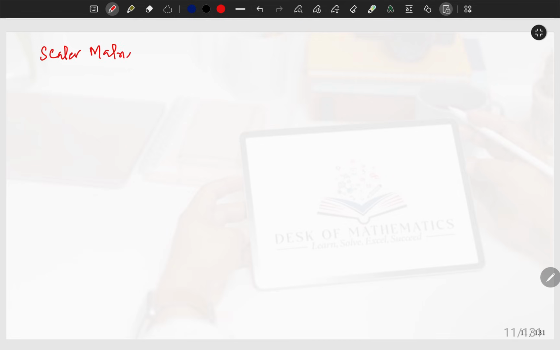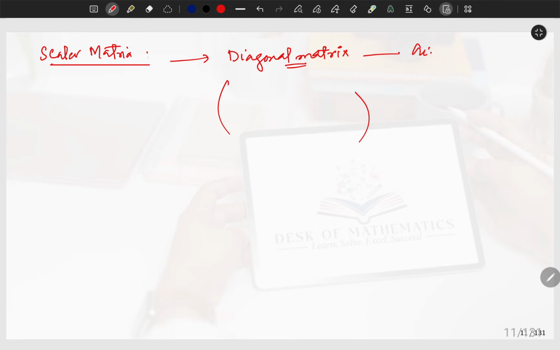Now we have the scalar matrix. We are talking about the diagonal matrix, is it? So the scalar matrix is also a part of a diagonal matrix. But the condition is here that, as I told you, for the diagonal matrix, a_ij is zero when i is not equal to j. That means all other elements are zero, only the diagonal elements such as a_11 are there.